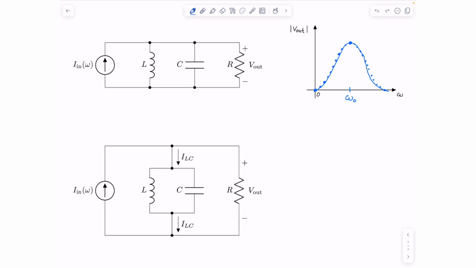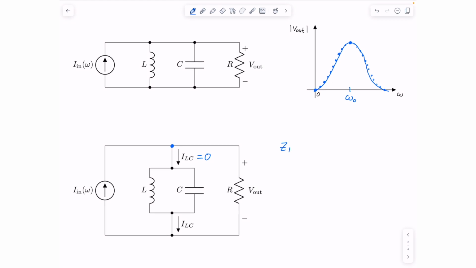Let's redraw the circuit, emphasizing the LC tank in it, and continue analysis. Okay, now we have a circuit with an emphasized LC tank. If we do KCL at the resonant frequency at this node, we will get that I_LC equals 0, because the equivalent impedance of a parallel LC circuit at the resonant frequency is infinite. That's why you can usually hear that a parallel LC circuit can be treated as an open circuit. But wait, what about individual inductor and capacitor currents? Are they zero? To answer this question, let's look at the impedance of the elements first.